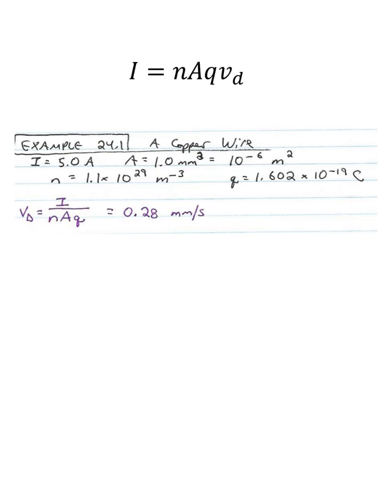Let's look in the book at example 24.1. It says a 5 amp current flows in a copper wire with cross-sectional area 1 square millimeter, carried by electrons with number density 1.1 times 10 to the 29th electrons per cubic meter. Find the electron's drift speed. We're going to get a surprising result here when we do this. You can see I've listed out all the given information.